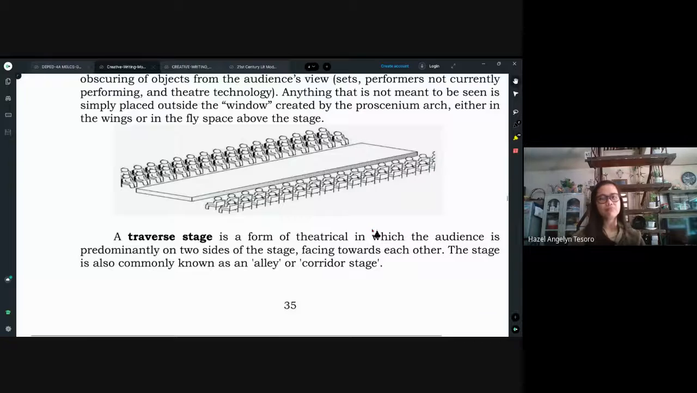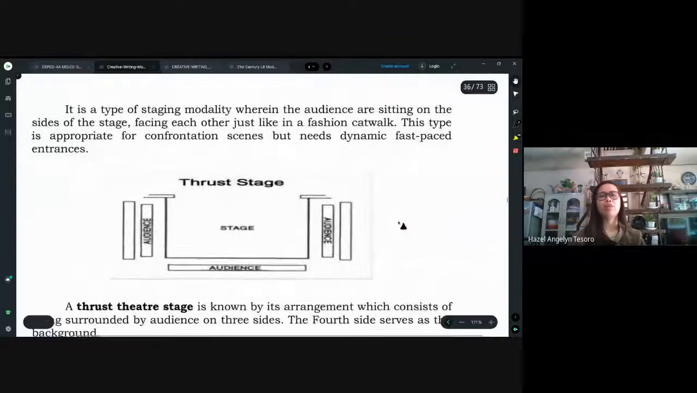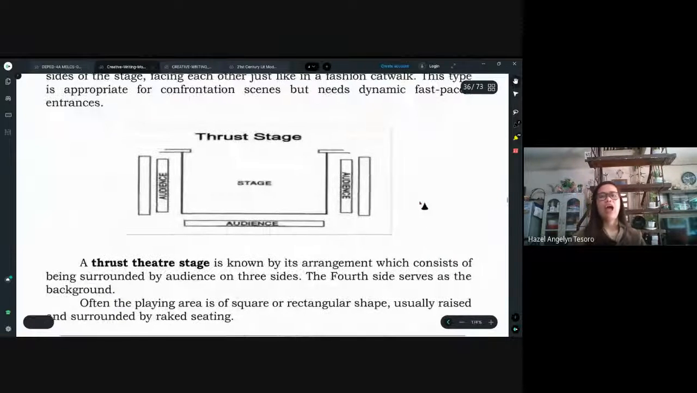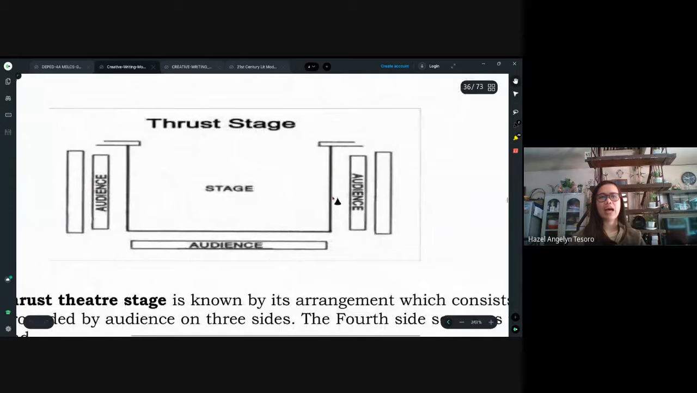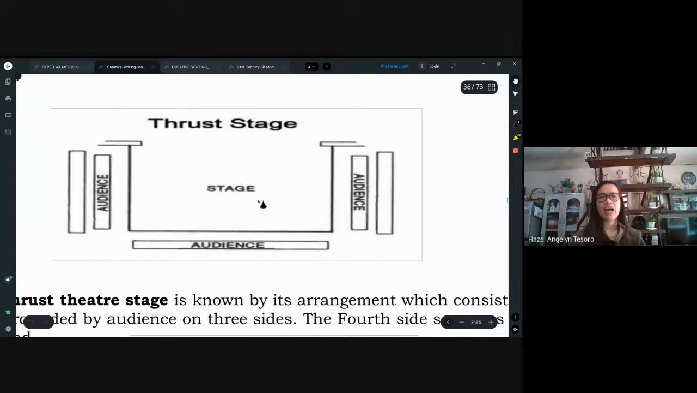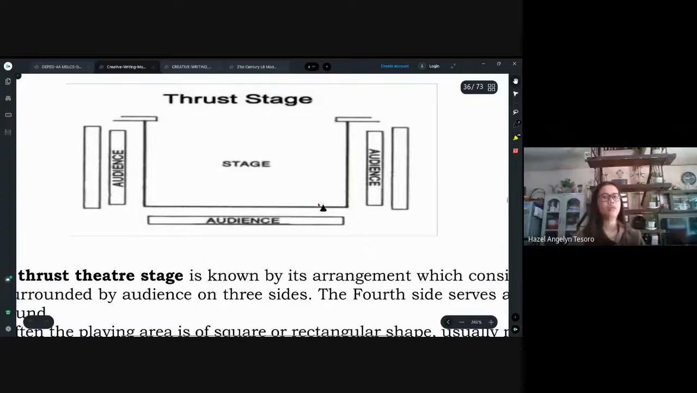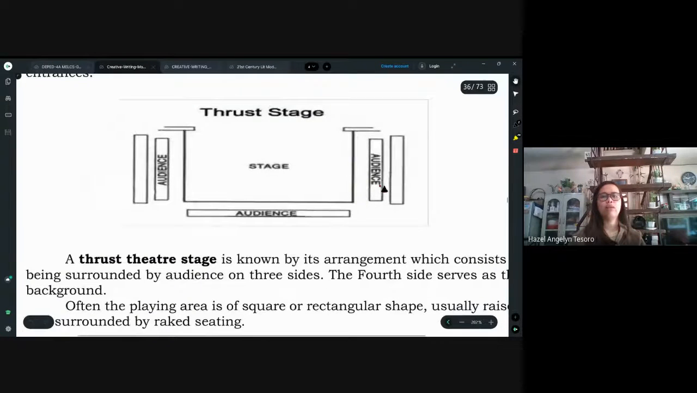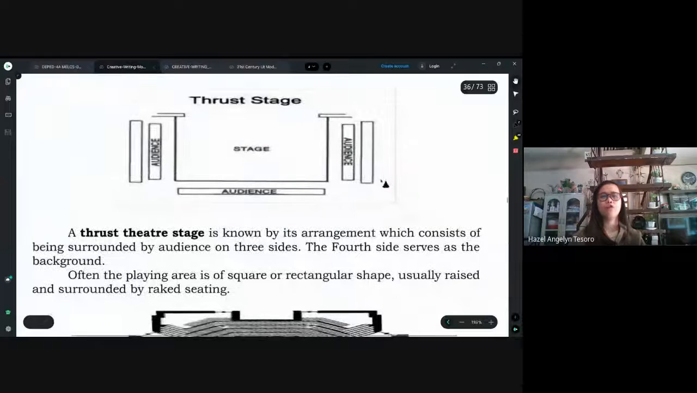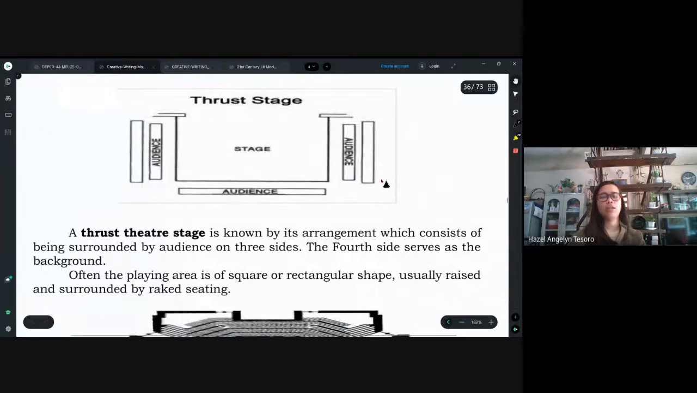No? Now we have the third type of stage. We have the thrust stage. I'm giving you now a closer look of that stage, audience, audience, audience. Okay? A thrust stage is known by its arrangement which consists of being surrounded by audience on three sides.